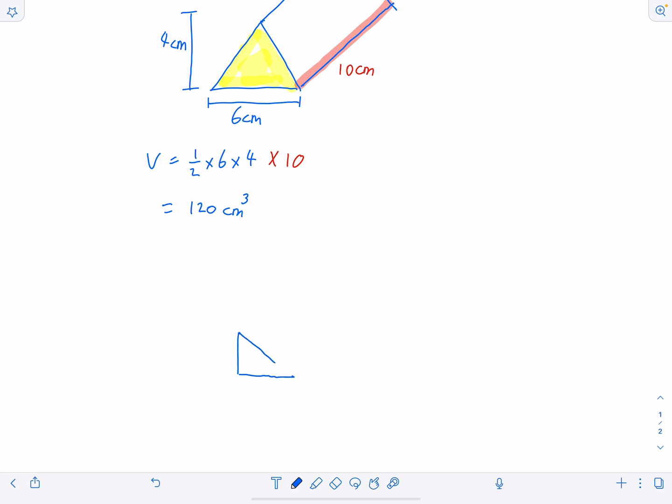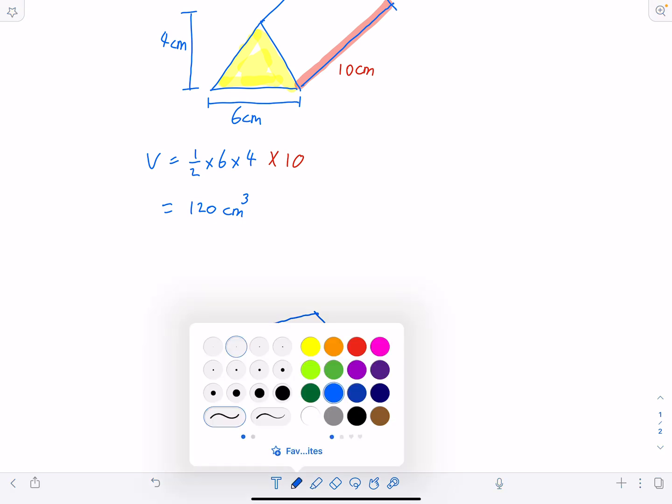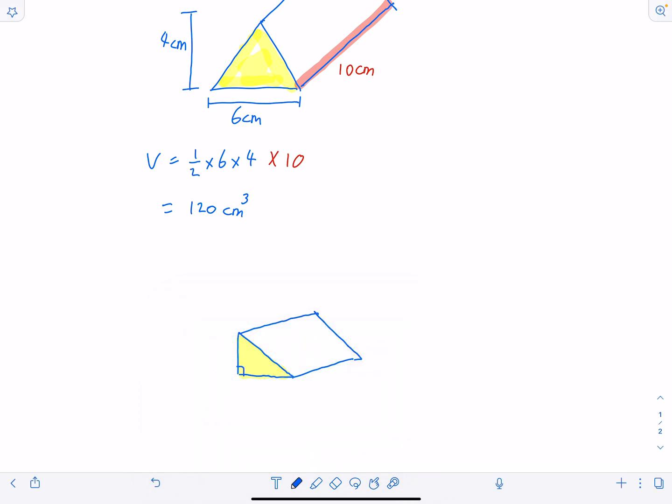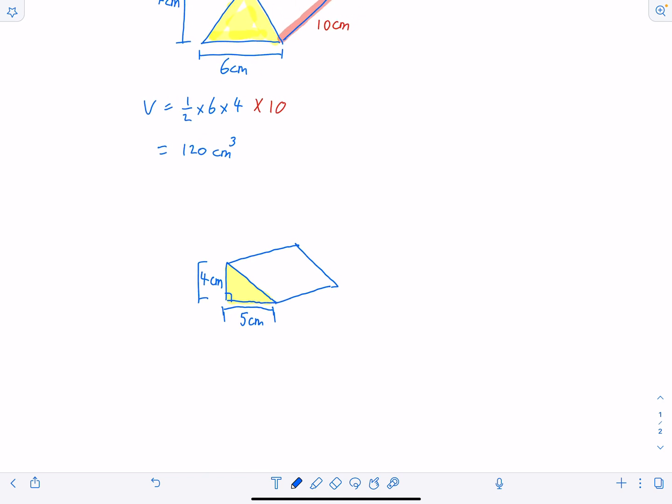This time I'll do a right angle triangle. There we go. Again, for consistency, I'll call that the base. We'll put some numbers in. Okay, so let's say that we've got 5 centimetres. And we're going to do 4 centimetres this way. Okay, so the area of that yellow shaded part is going to be half times by 5 times by 4, right? That's the area of that one.